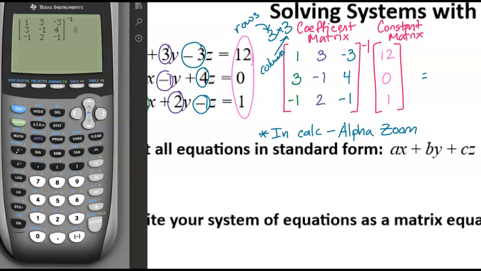So now, we're going to have to create a second matrix for our constant matrix. So again, we hit alpha, zoom. But this is not a 3 by 3 matrix anymore. How big is this matrix? How many rows? It has 3 rows and how many columns? 1. So it's a 3 by 1 matrix. And we type in 12, 0, 1. And then you just hit enter.